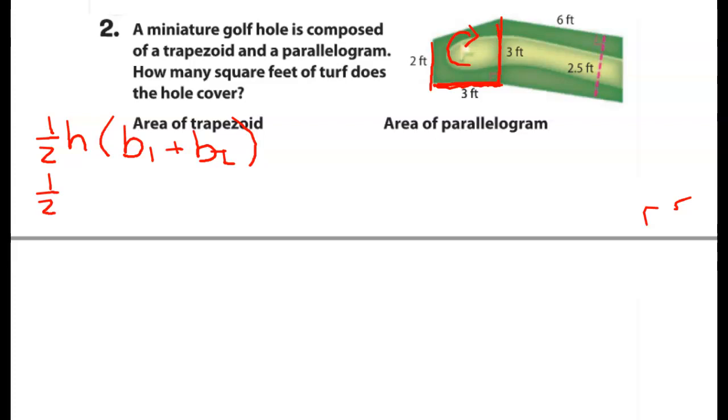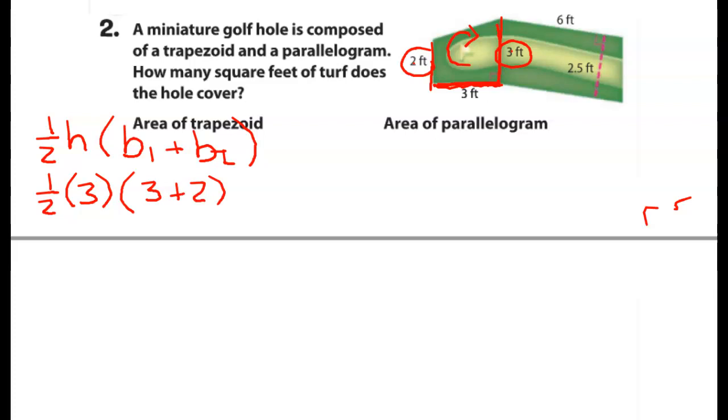So half of the height, which is going to be 3, and then we're going to multiply that times the first base plus the second base. Now it doesn't matter if you do 3 plus 2 or 2 plus 3, you still get the same answer. So I'll say 3 plus 2.